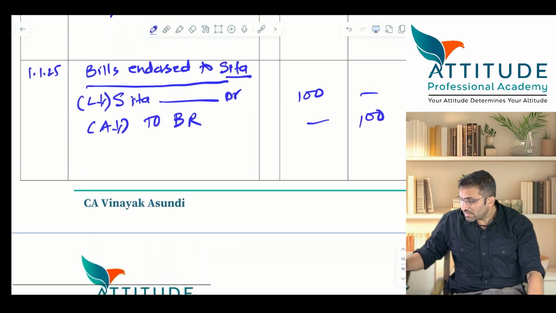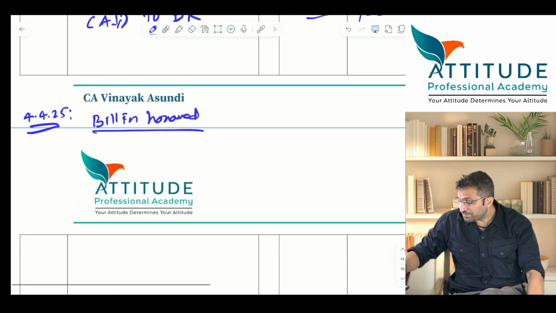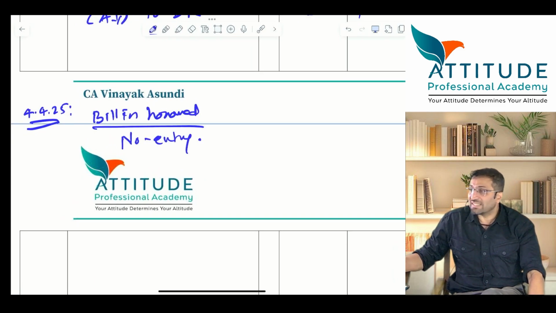Next, one more comes: maturity, 4/4/25. Bill is honored. Why no entry? Because that is a transaction between Sita and Ravan. Is that clear?